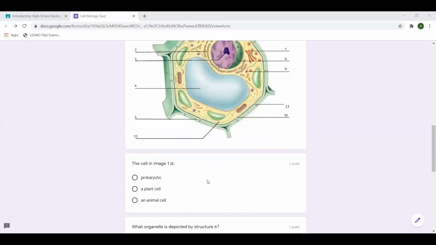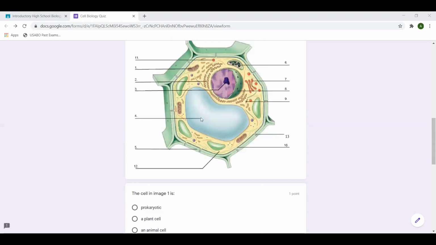What organelle is depicted by 4? So 4 is over here, and if you remember, we said that one characteristic of plant cells is that they have the giant fluid-filled sac in the middle of them, and that's called the vacuole. So that was the answer to that question.